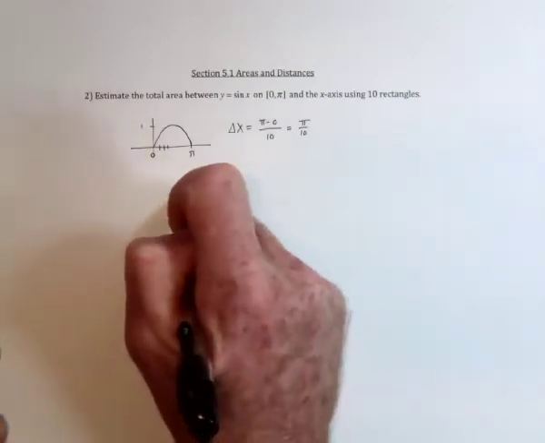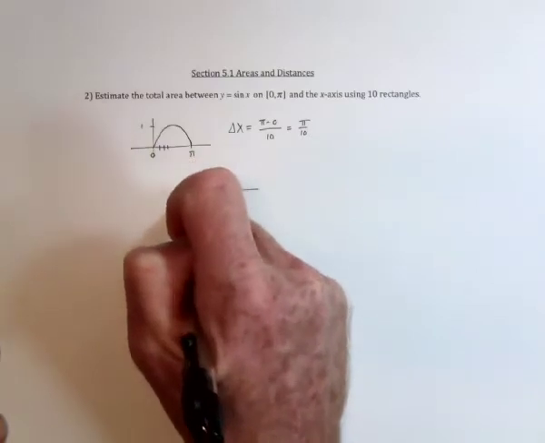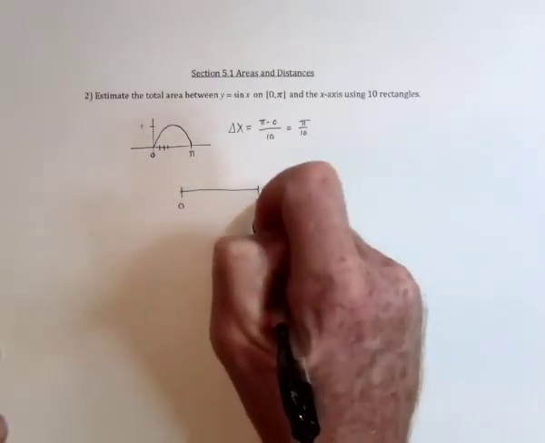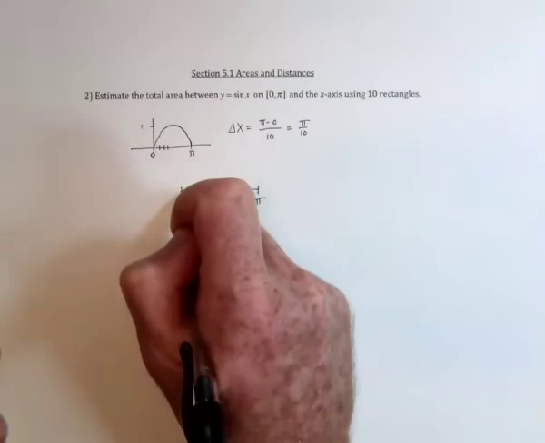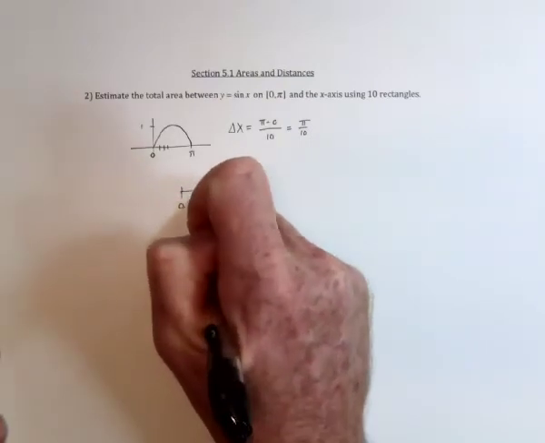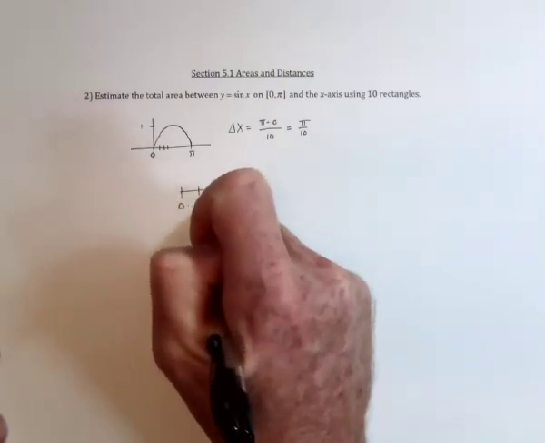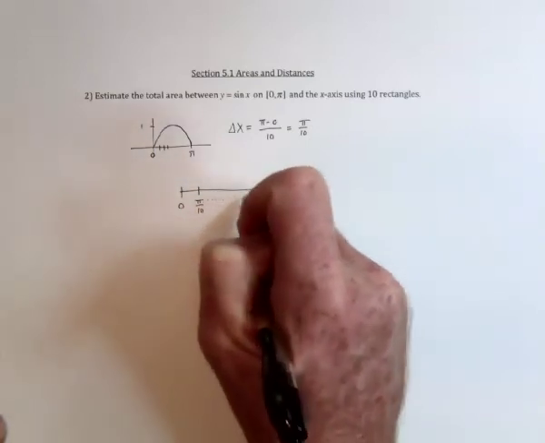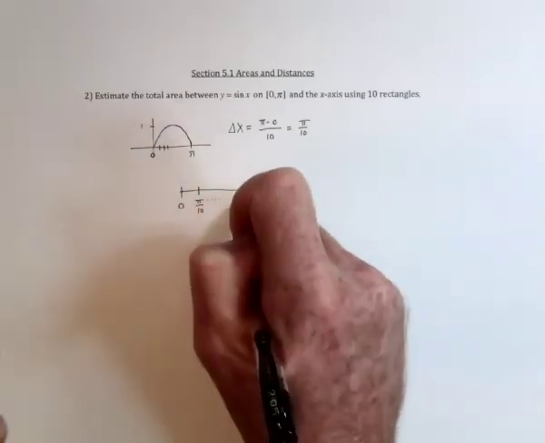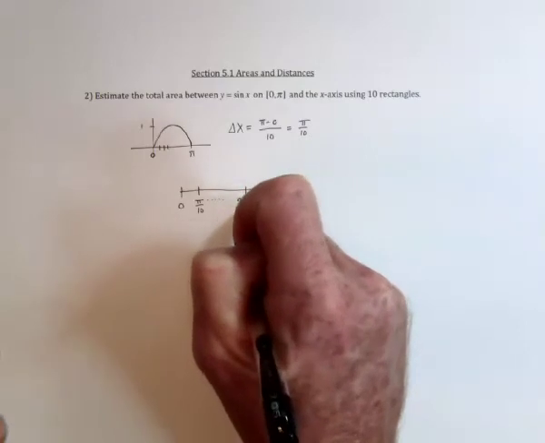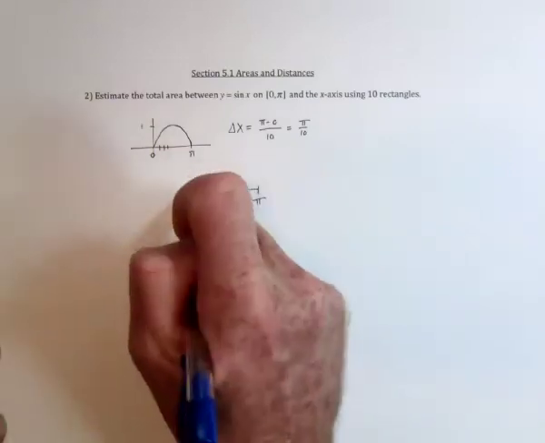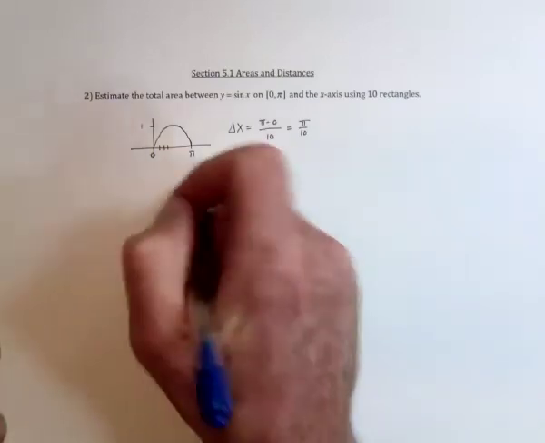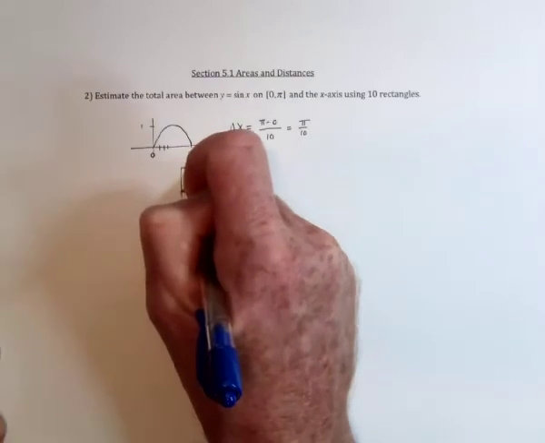So what I like to do is exaggerate or blow up the interval, and I need to know where do I start and where do I stop. So this first one would go from 0 to pi over 10, etc. And then this one, since we're going in tenths, would be 9 pi over 10. And then the rectangles would have a width of pi over 10, and then you go up and make a rectangle.